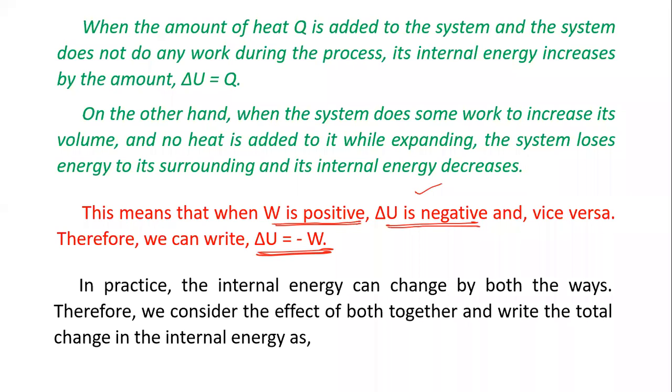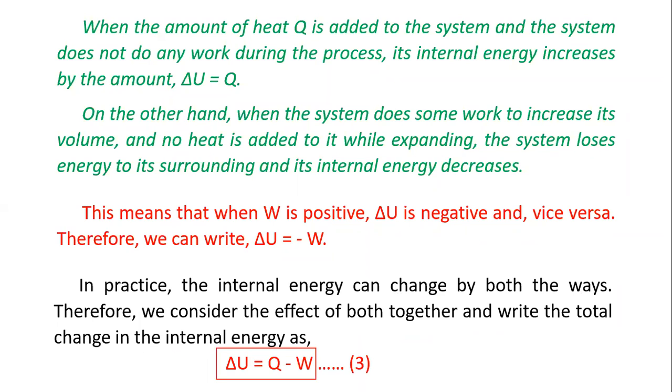So in practice, the internal energy can change by both ways. Therefore, we consider the effect of both together and we write the total change in internal energy. So this is the formula for the change in internal energy: change in internal energy is Q minus W.